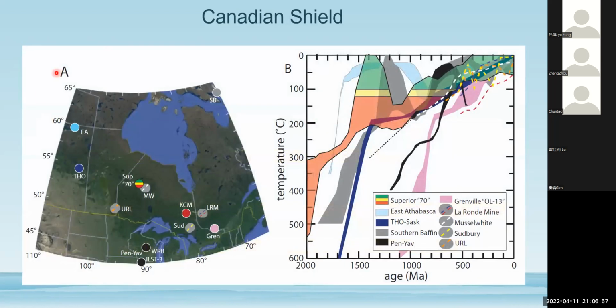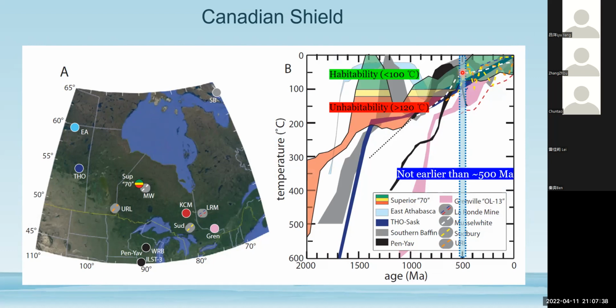For the Canadian shield, this is the location map of the samples, and this is the thermal history. Let's see the Superior province. For this location, the green color means habitable for deep biosphere life, meaning the temperature is lower than 100 degrees, and the red color means uninhabitable for the deep biosphere, because the temperature is too high, more than 120 degrees. We can see that for most of the Canadian shield, habitability is not earlier than 500 million years ago. Because this area lacks biosignature evidence, they cannot compare the biosignatures with the thermal history of this area.